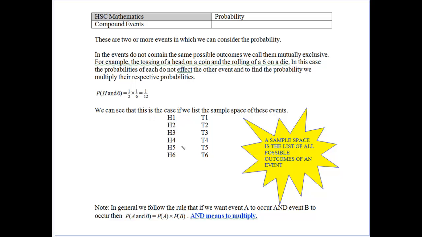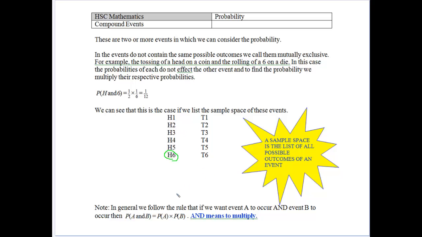It's easy to see our sample space, because we can toss a coin and get heads with a 1 to 6, or we can get a tail with a 1 to 6. So the probability of a head and a 6 turns out to be 1 out of the 12 different combinations there. We can also do it with just the probabilities, and the probabilities here don't affect each other.